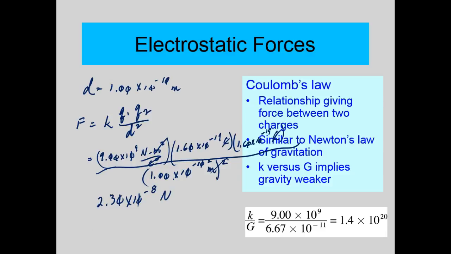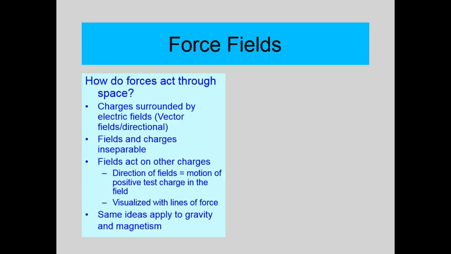Now that seems like a very small number. That would be 23 billionths of a Newton, which seems pretty small, okay? Until you think about how small these electrons and protons and things are. It's a pretty big number compared to what they are. So, yeah, it's not unreasonable, and that's what they got in the book. So those are your electrostatic forces. Let's now move to the next subtopic, which is force fields.